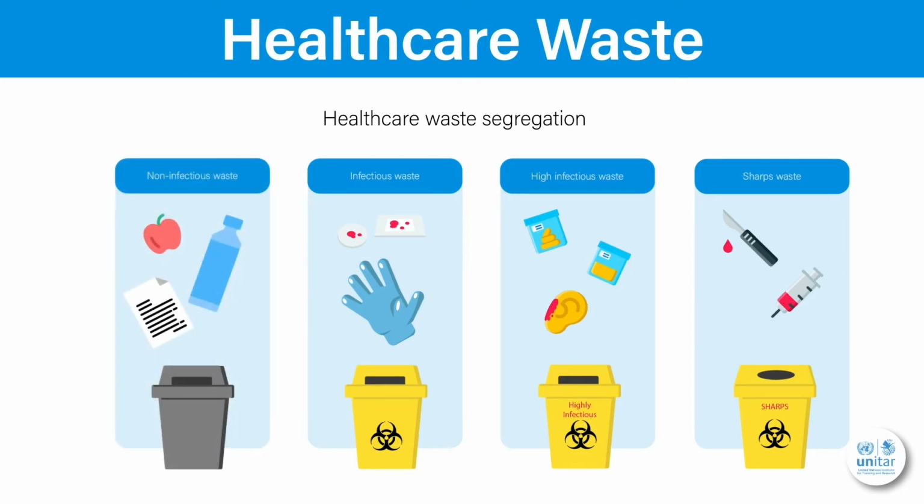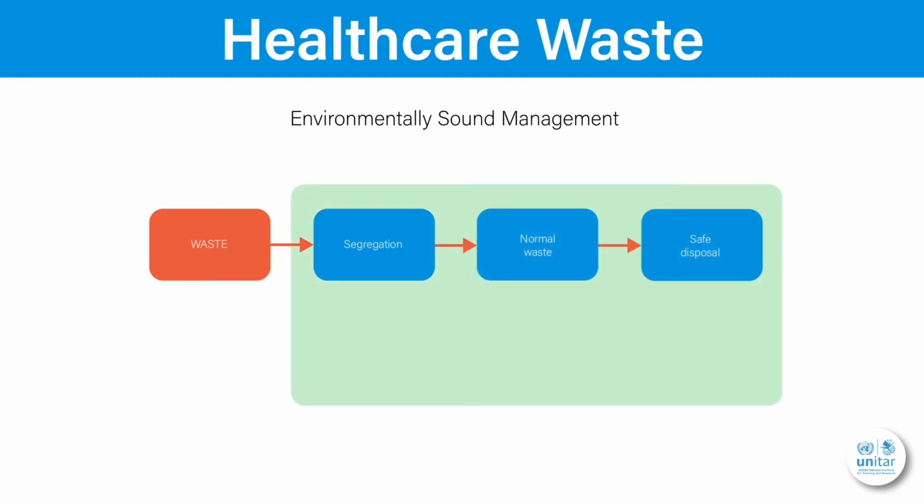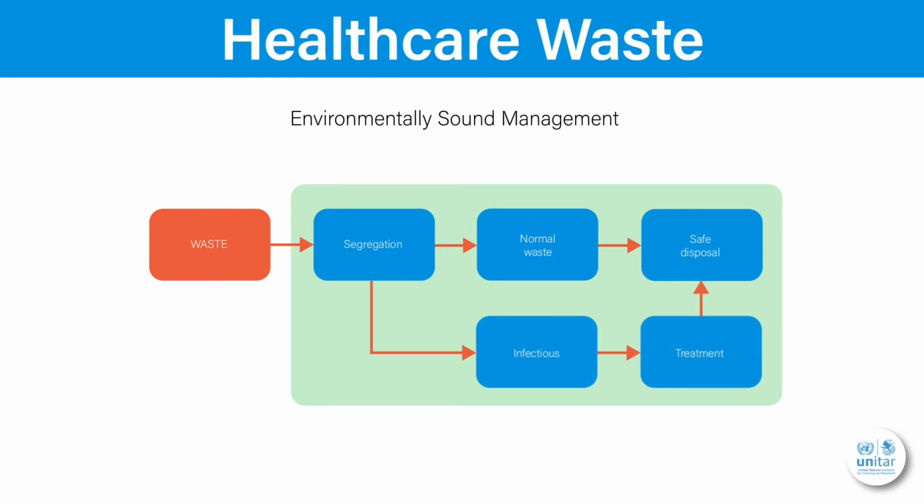Non-infectious waste, or general waste, should be put in a black plastic bag or container. Once waste is segregated, the normal non-infectious waste should be simply disposed of as any other municipal waste. However, infectious waste should be treated first, and then disposed of.